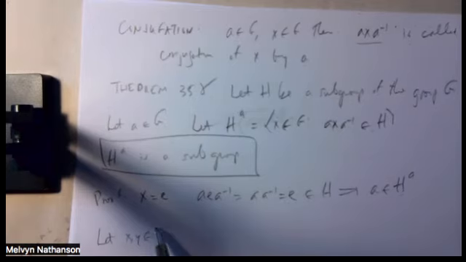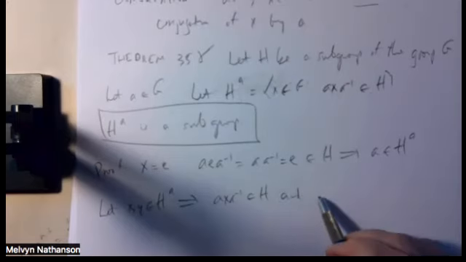And we have to show that H_A is closed under multiplication. So suppose x and y are elements of H_A. So this means that a x a inverse is in H, and a y a inverse is in H. But H is closed under multiplication. So a x a inverse times a y a inverse is in H.